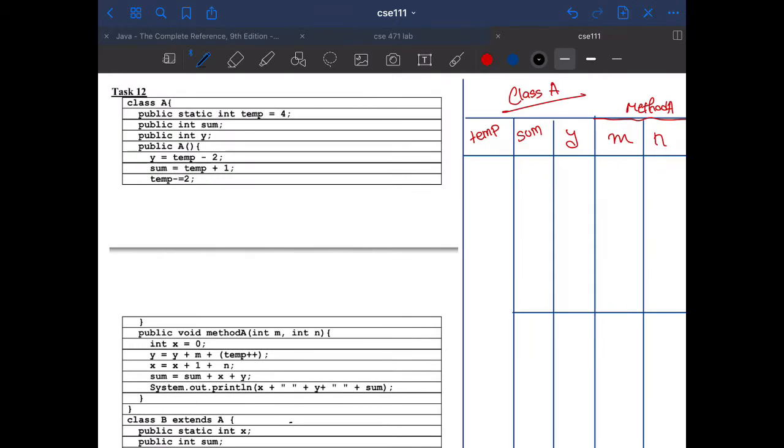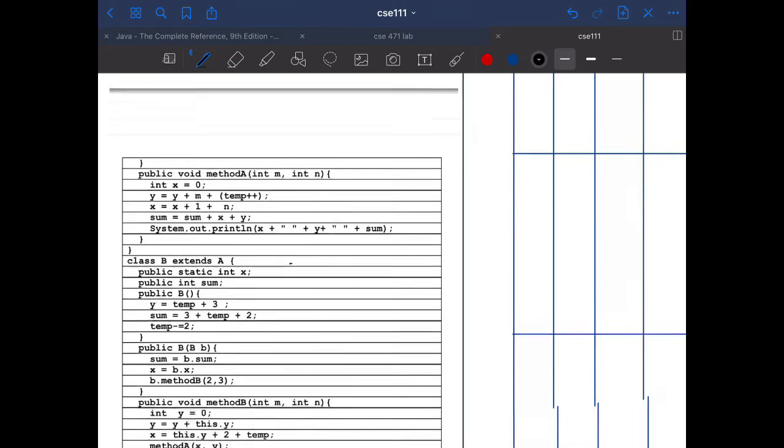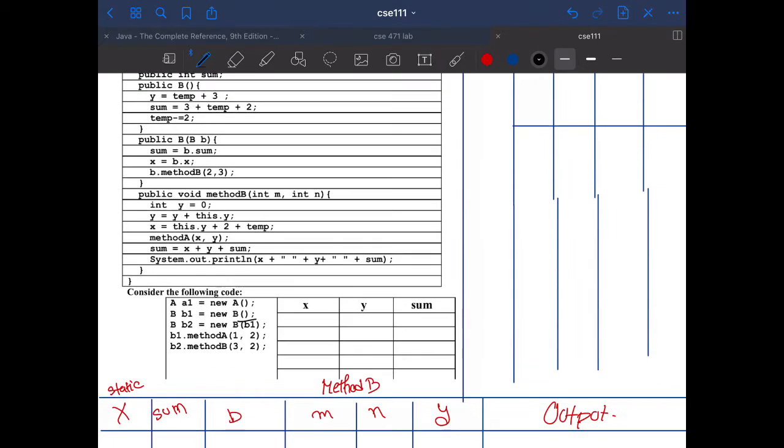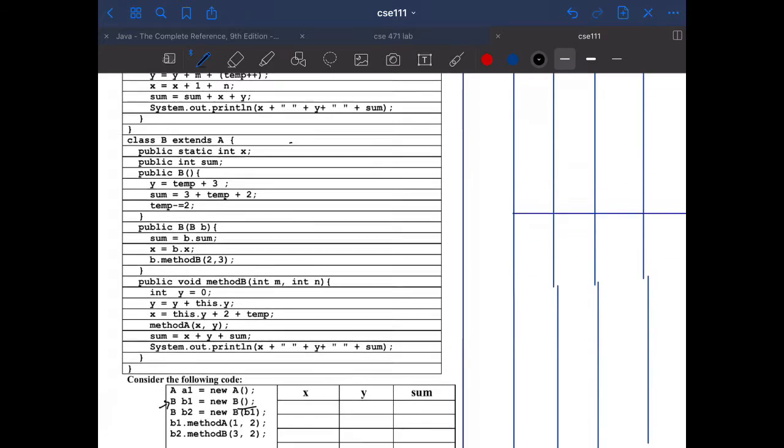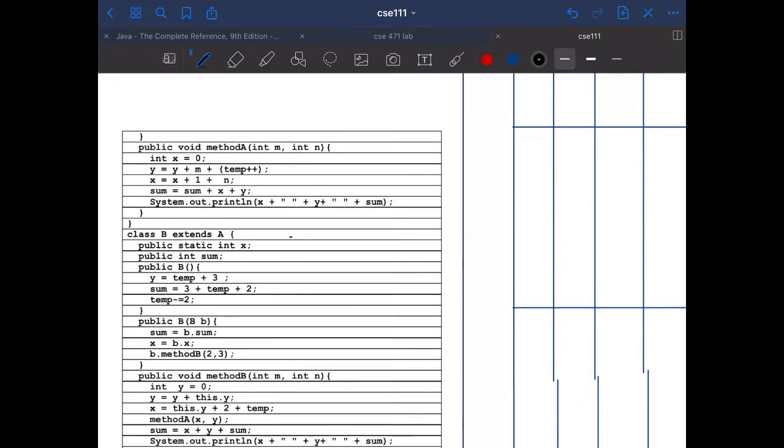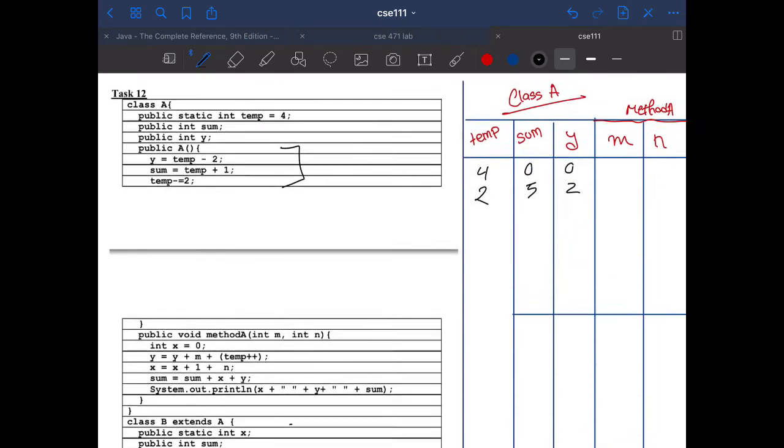Initially, static temp equals 4, sum equals 0, y equals 0. So we run this constructor and this gives us y equals 2, sum equals temp plus 1, which would be 5, and we decrease temp by 2, so temp becomes 2 now. Next up, we have b equals b1, so we are making an object of class B. As I said before, whenever we are creating an object of a child, it would go to the parent first.